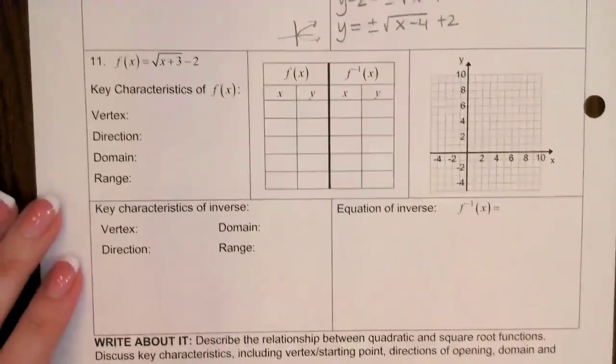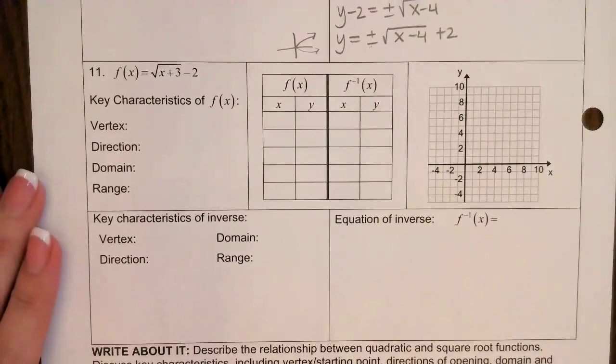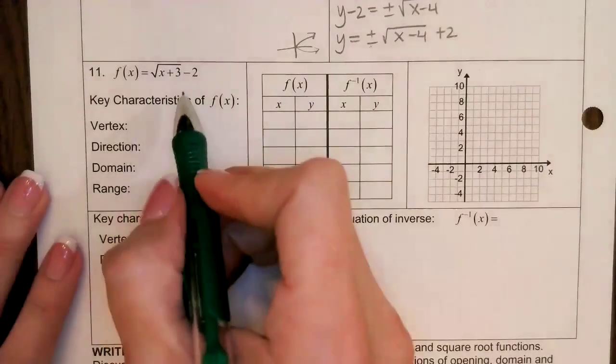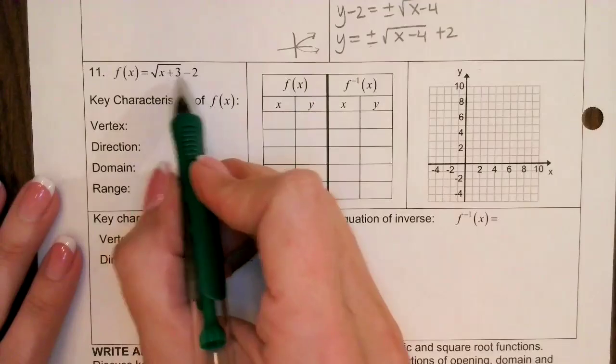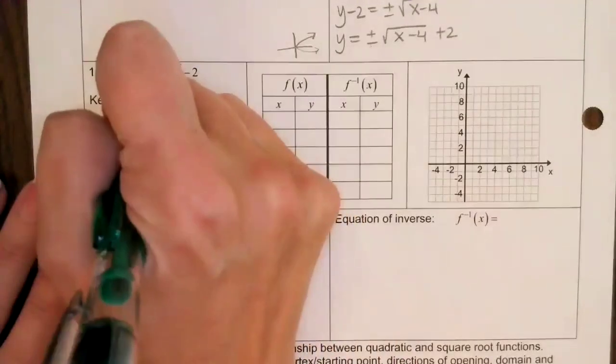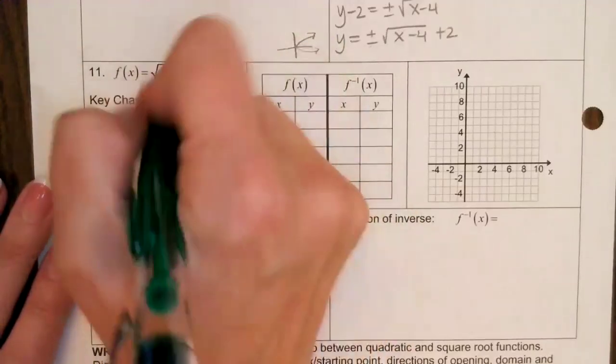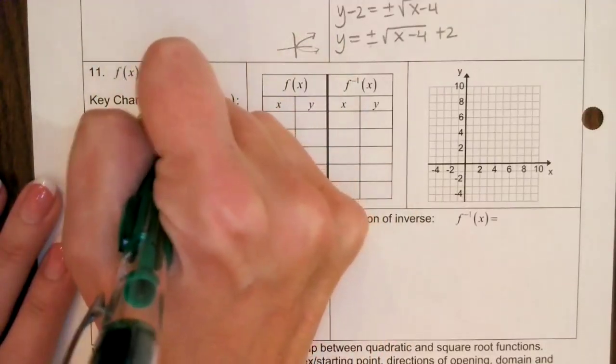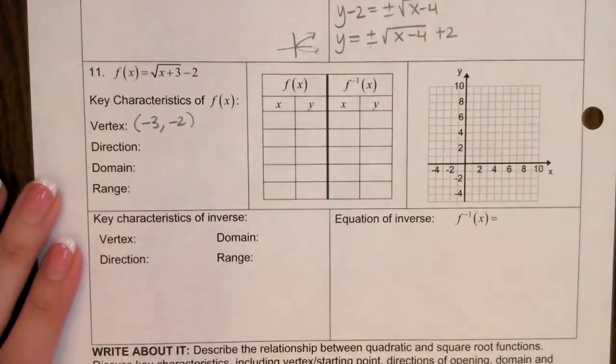So this time we're going to start with the square root, and then we're going to get its inverse, which is a quadratic. We know enough about transformations now to know this is the vertex. Our C and D are going to be that vertex value. And so this went to the left 3 and down 2. So this is going to be at -3, -2.